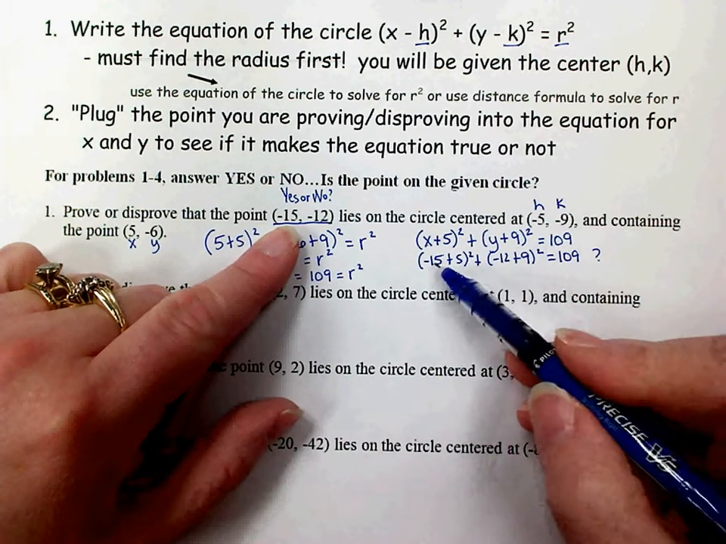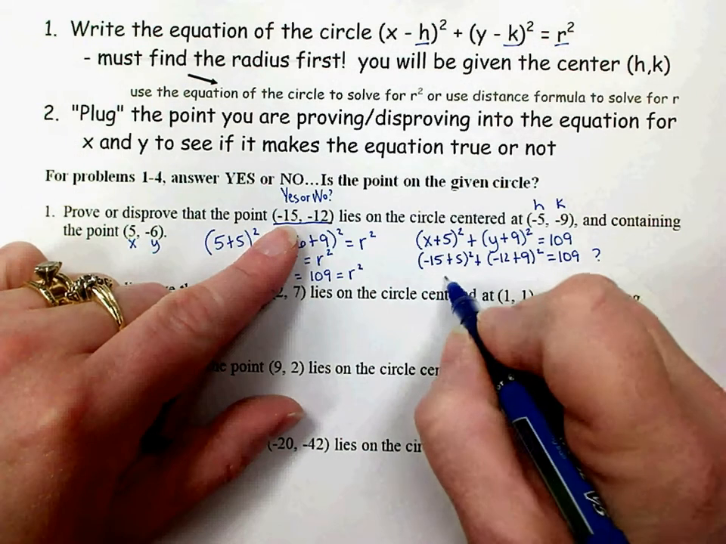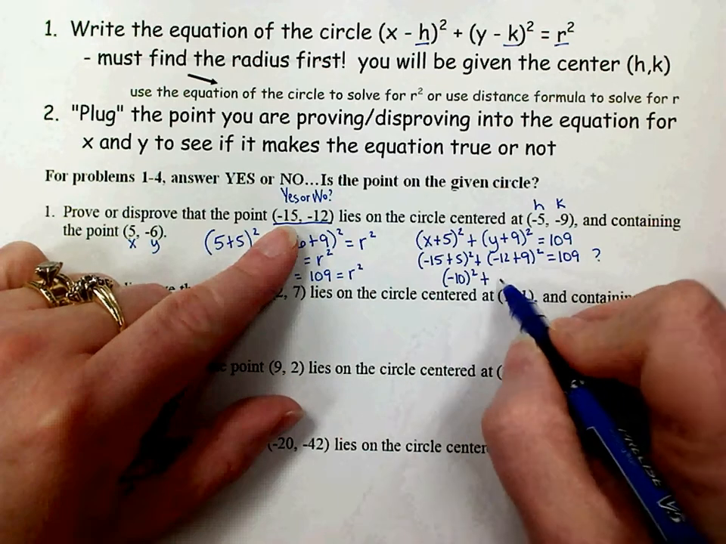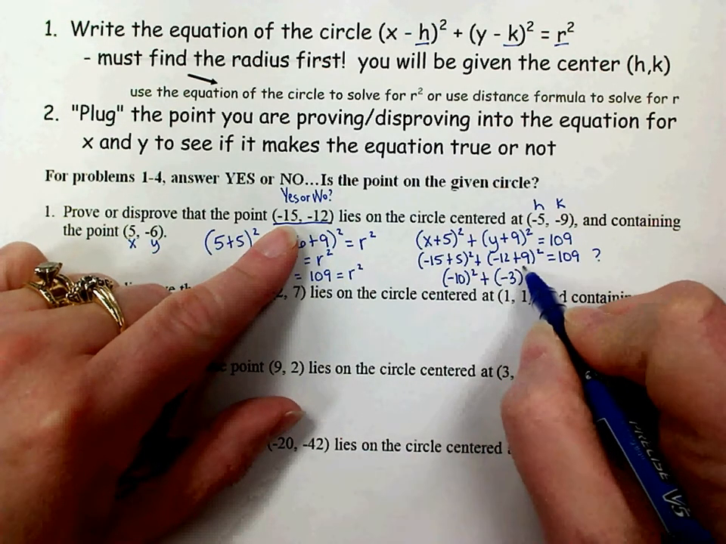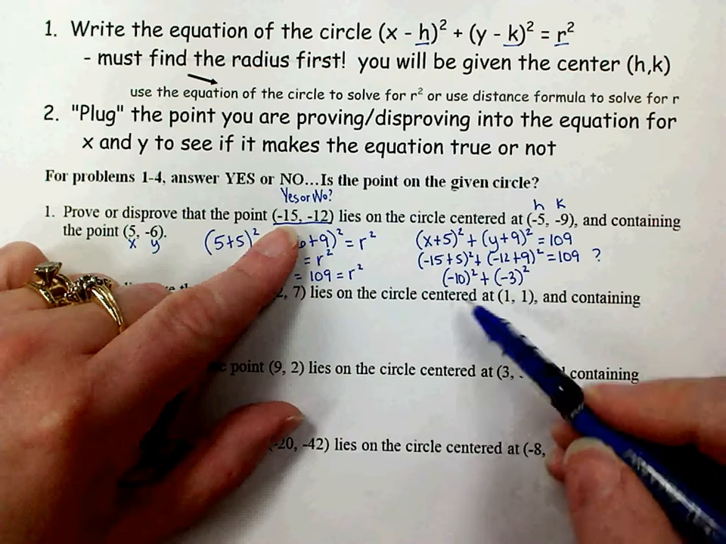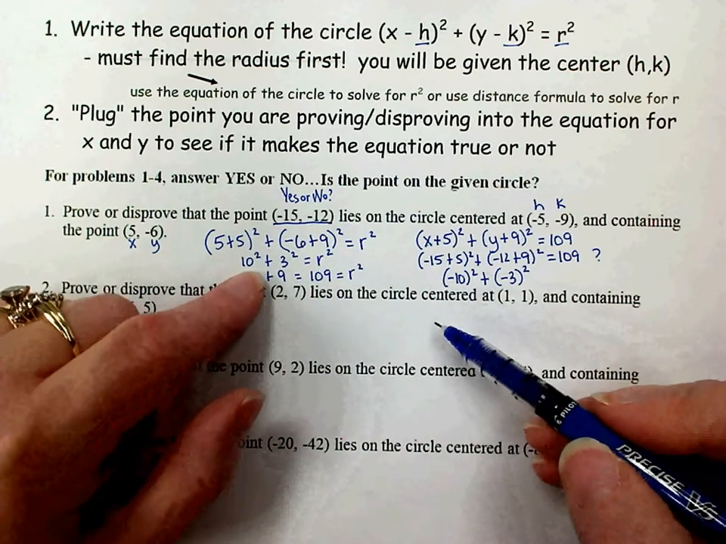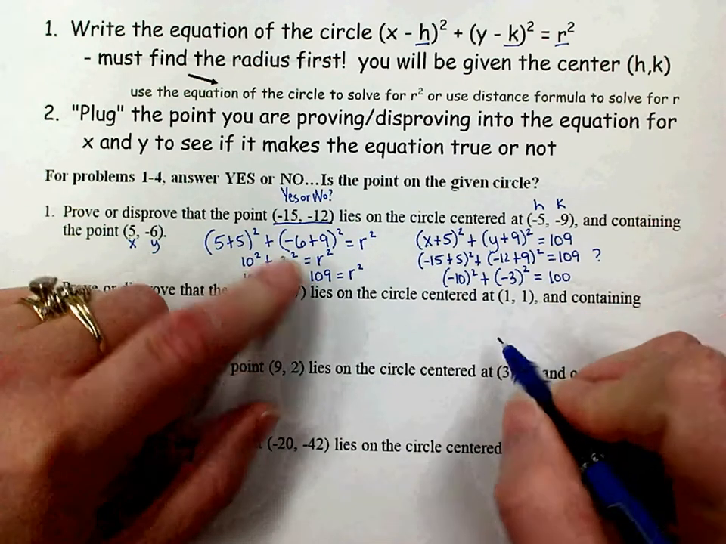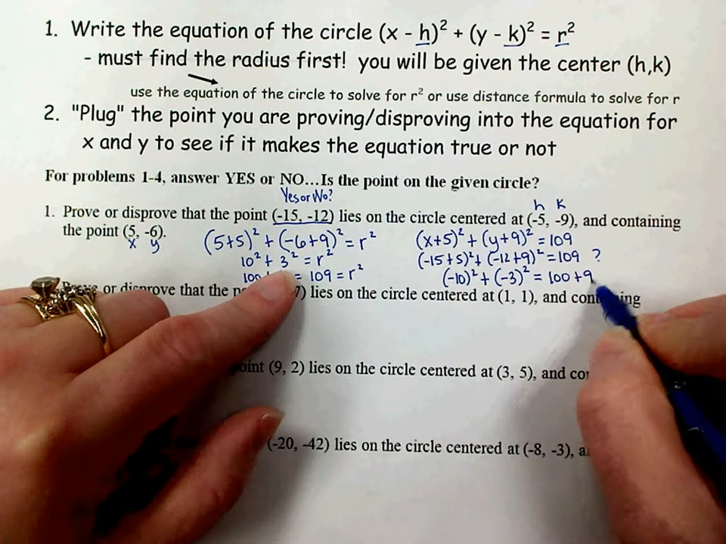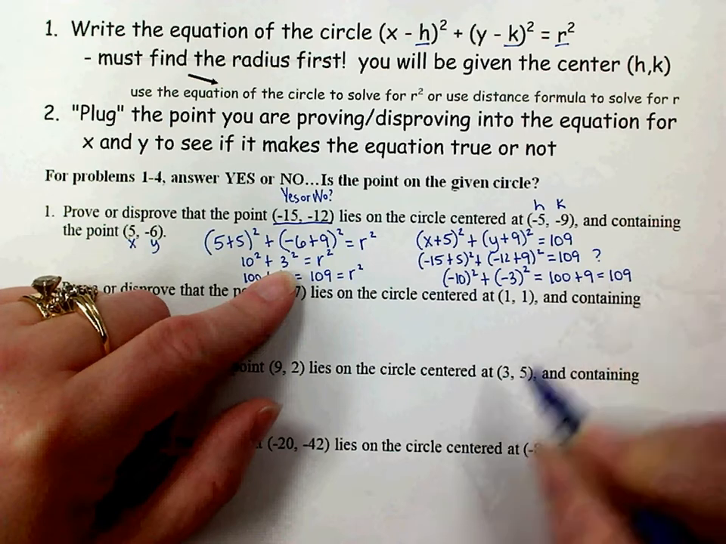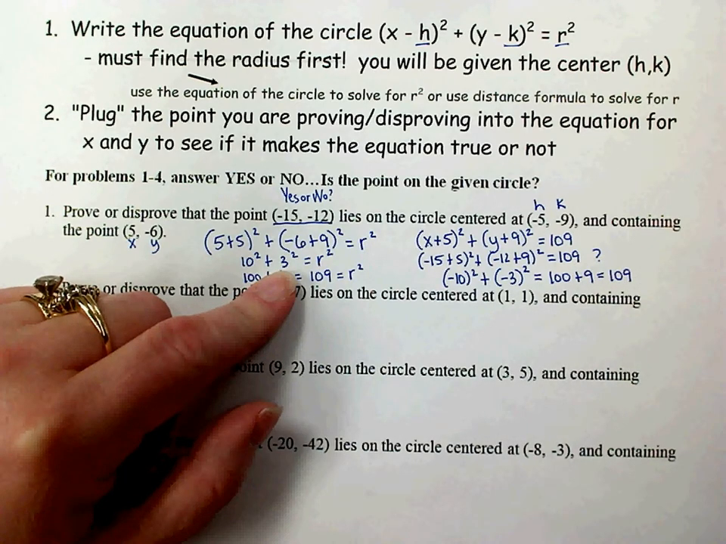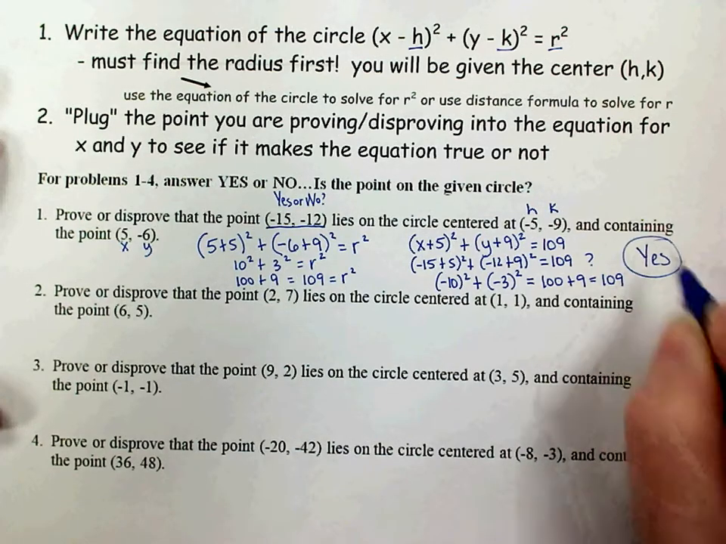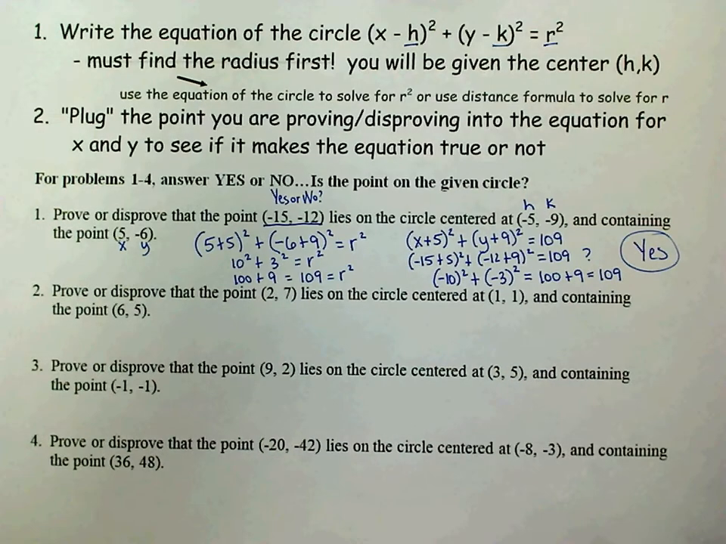Well, -15 plus 5 is -10, so I'll be squaring -10 here. -12 plus 9 is -3, so I'll be squaring -3 there. And -10 squared is the same thing as +10 squared. It's 100. -3 squared is the same thing as 3 squared. It is 9. So I do get 109, just like the other side of the equation has. So my answer for this one would be yes. This point is on that circle.